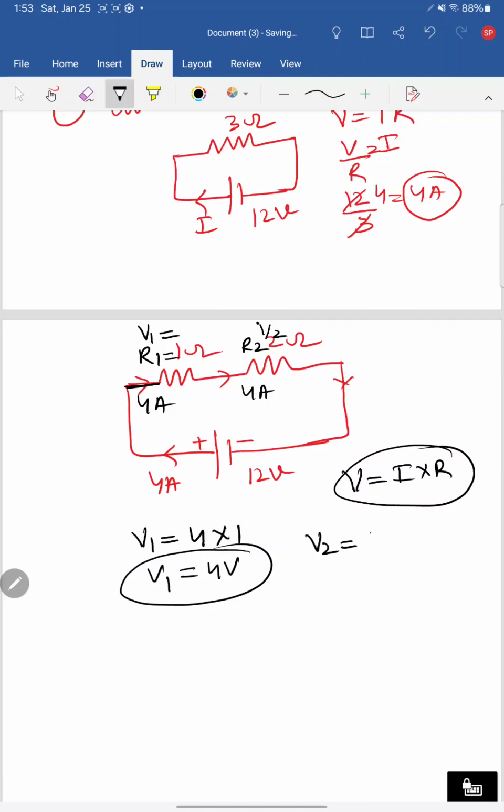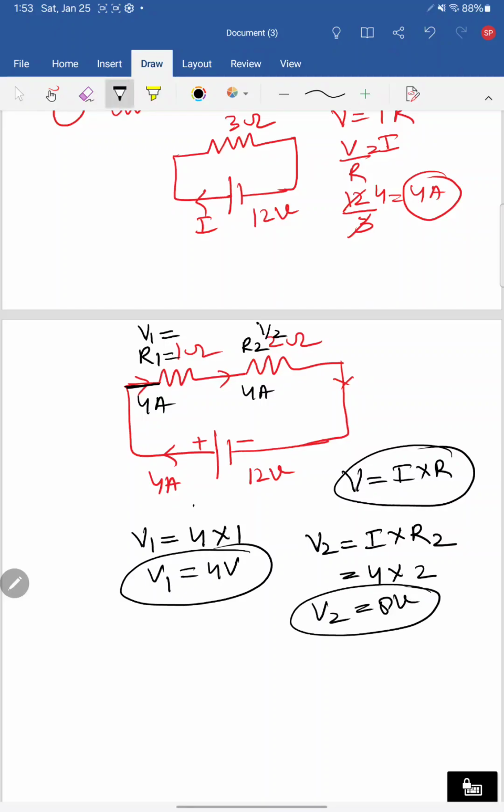Similarly for V2, it will be I multiplied by R2, right? What is the value of I? It's 4. What's the value of R2? It's 2. That is 8 volt. So the value of V2 is 8 volt. I'll also write it here, R2, V2, right? So this is 8 volt. Now we can also cross check what the total V was in the circuit. It's 12 volt. In series, we know that total V is equal to V1 plus V2.